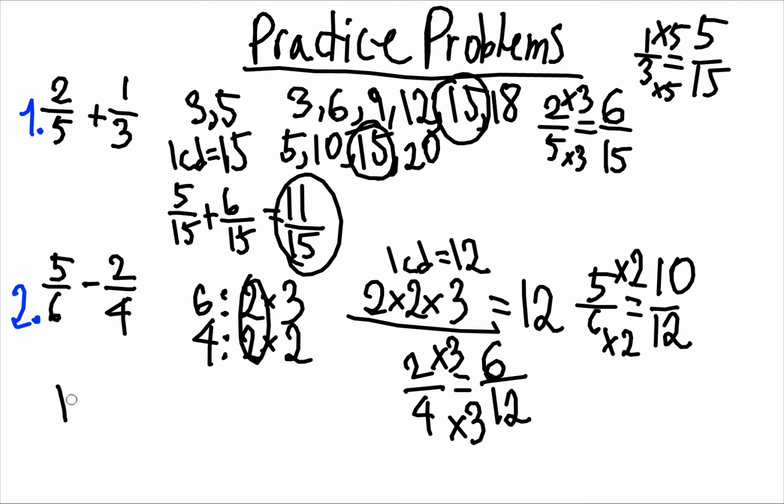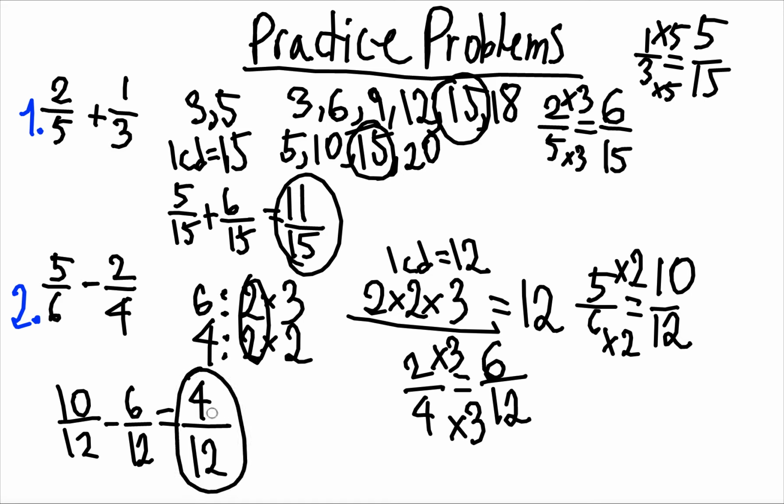Now we need to subtract 10 over 12 minus 6 over 12. We subtract that 10 minus 6 equals 4, and you leave the 12 over here as you should, and you get 4 over 12 as your final answer.